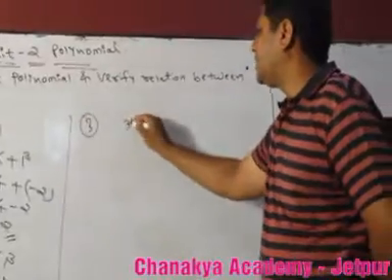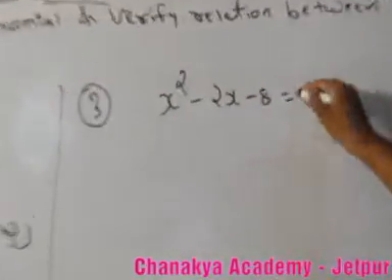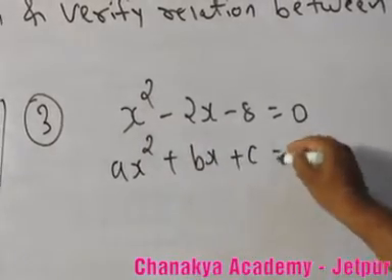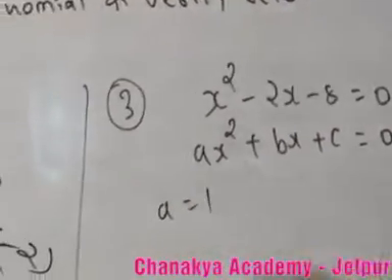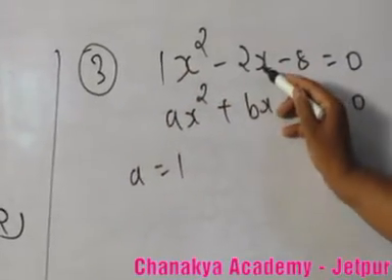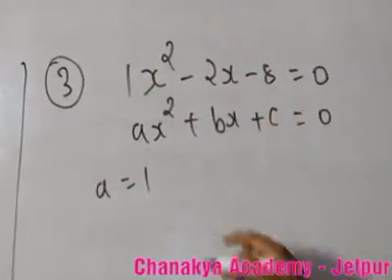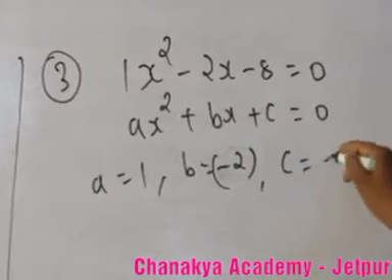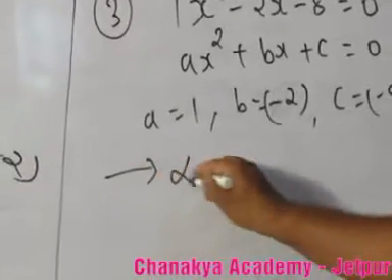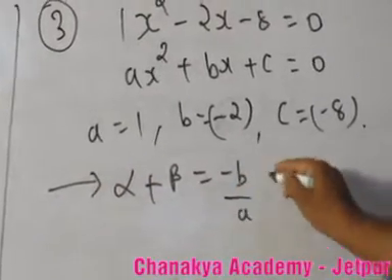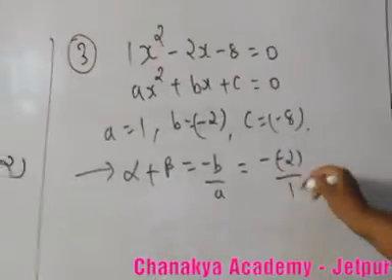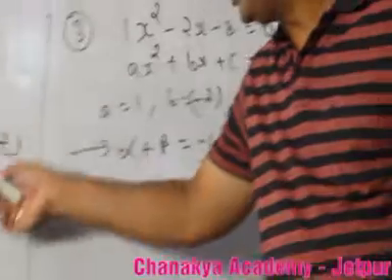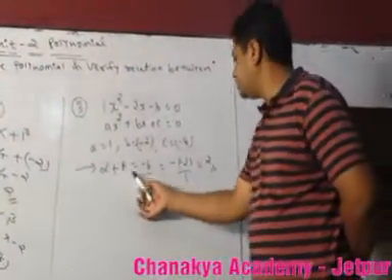First of all, x square minus 2x minus 8 equal to 0. We have to compare it with ax square plus bx plus c equal to 0, where a equal to 1. Here the coefficient of x square is 1, the coefficient of x is minus 2 and the constant is minus 8. So a equal to 1, b equal to minus 2, c equal to minus 8. Alpha plus beta, that is our sum, equal to minus b by a, minus of minus 2 by 1, that's minus into minus, final answer will be plus 2. Here also alpha plus beta equal to 2.